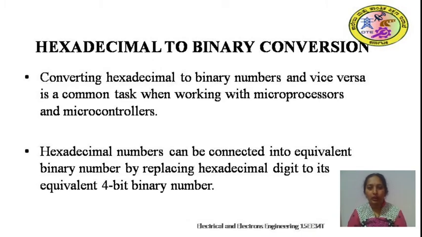Coming to the conversion of hexadecimal to binary. Where is this actually needed? When working with microprocessors and microcontrollers, most of the data is in hexadecimal, and there you need to convert hexadecimal to binary numbers for further processing. And how can you convert these hexadecimal numbers into equivalent binary numbers? By replacing the individual hexadecimal digits with their equivalent 4-bit binary code.